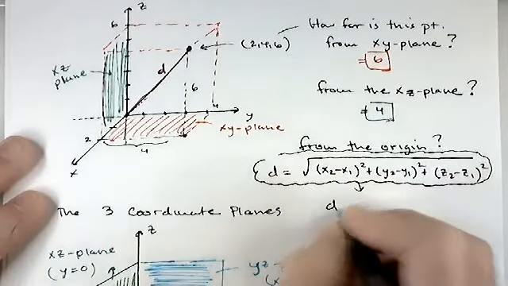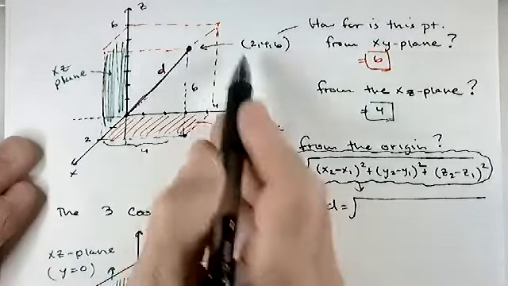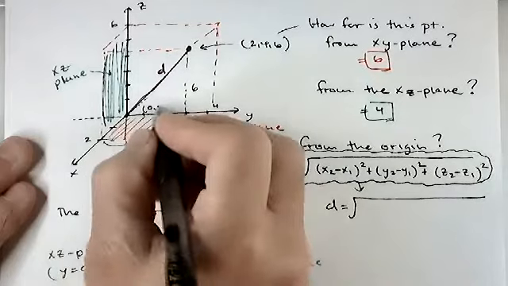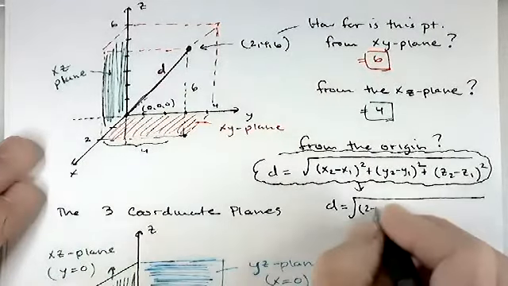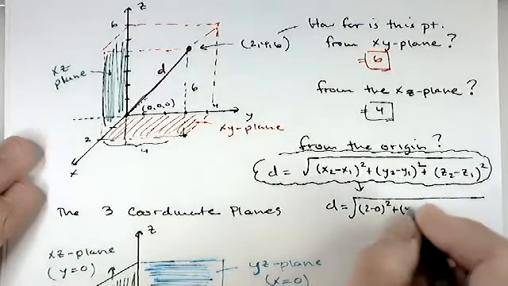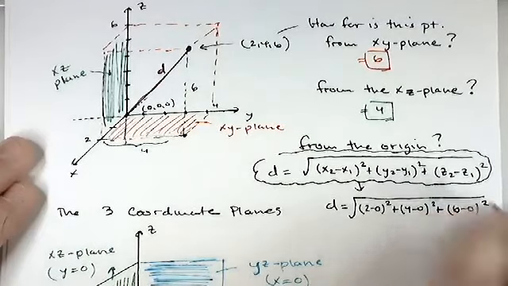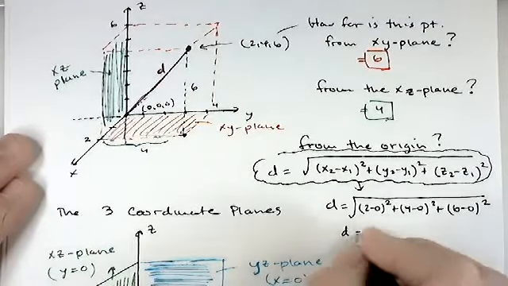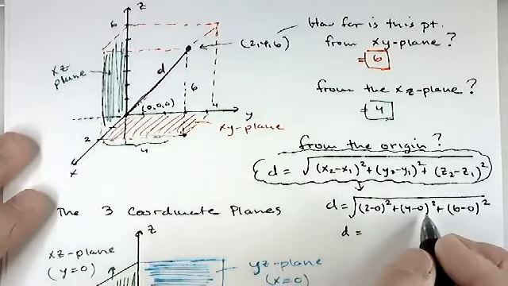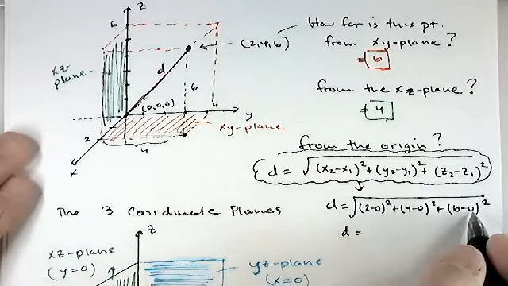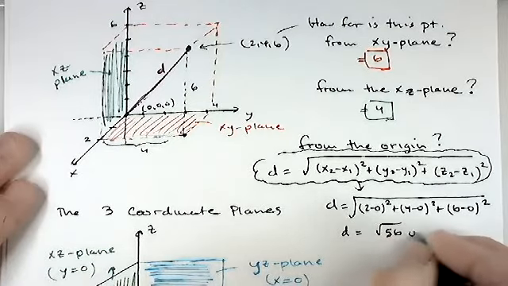So for us, the origin is 0, 0, 0. So it's going to be easy. It's going to be 2 minus 0 squared, 4 minus 0 squared, 6 minus 0 squared. My distance is 4 plus 16 is 20, plus 36. So it's the square root of 56 units from the origin.